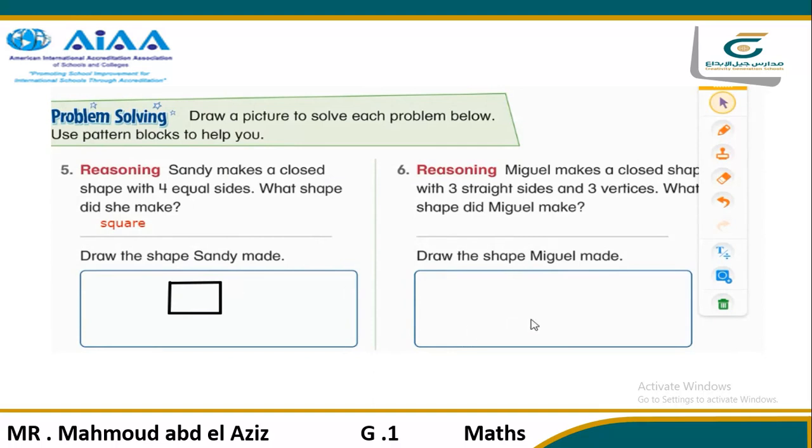Another question here. Miguel makes a closed shape with three straight sides and three vertices. Three straight sides and three vertices. Let's draw the shape. That's the first side, the second one, and the third. What is this shape? Excellent. It's a triangle. So we will write triangle here. A triangle is a 2D shape with three straight sides and three vertices.